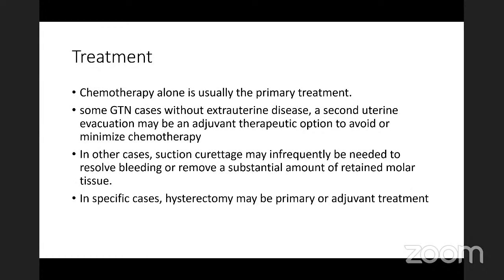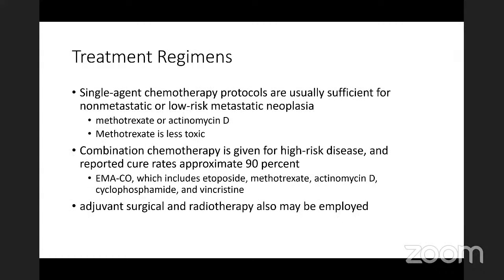Okay. For GTN, chemotherapy is the primary treatment. If it's without extrauterine disease, you could do a second uterine evacuation as an adjuvant therapeutic option. Suction curettage may infrequently be needed so that you resolve bleeding and remove a substantial amount of retained molar tissue. Hysterectomy can either be primary or adjuvant.